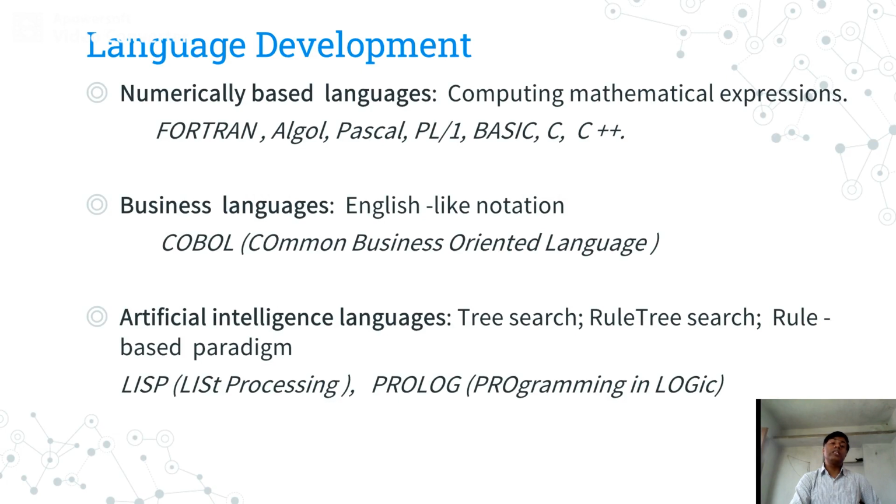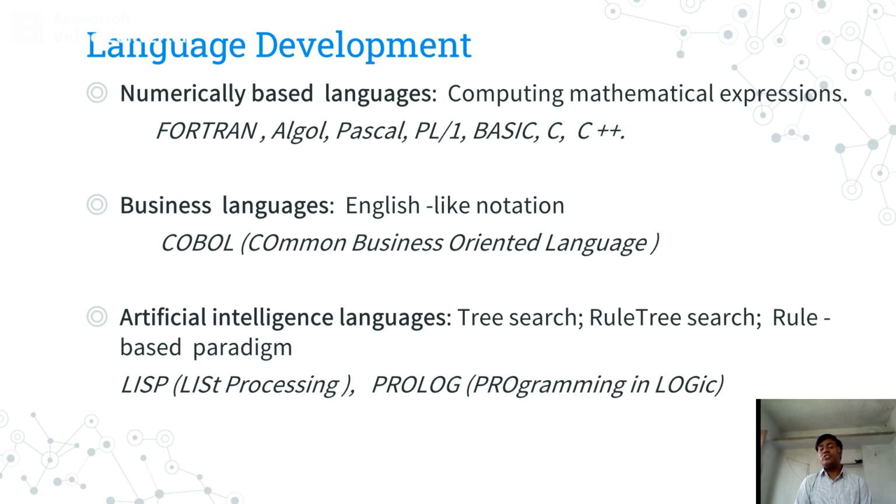Now, language development. There are four different types of languages. First, numerically based languages. Numerically based languages are generally for computing mathematical expressions. In this category, Fortran, Algol, Pascal, PL/1, Basic, C++ come in numerically based languages. And in business languages, generally COBOL is used. COBOL means Common Business Oriented Language. It has English-like notation.